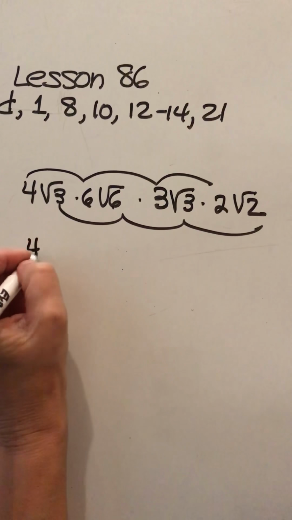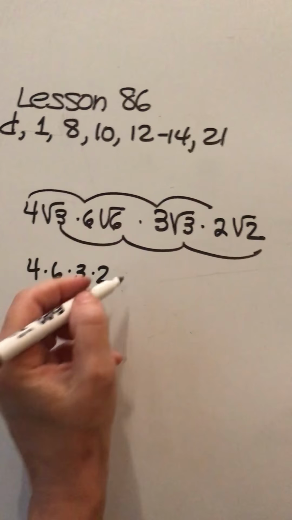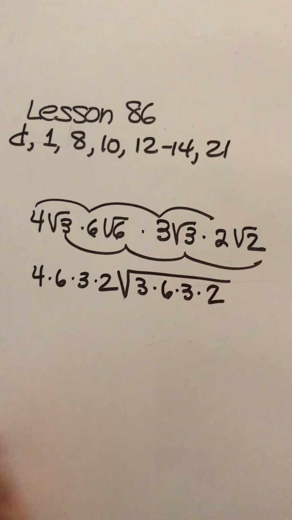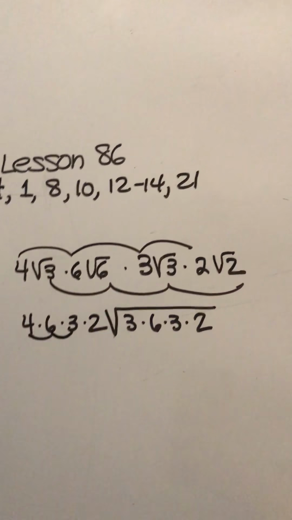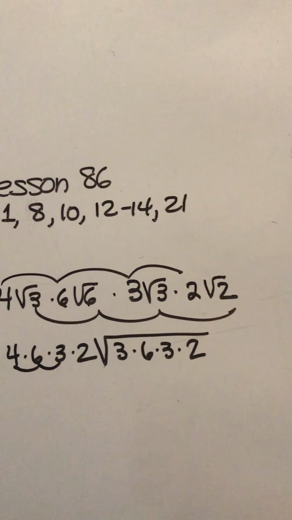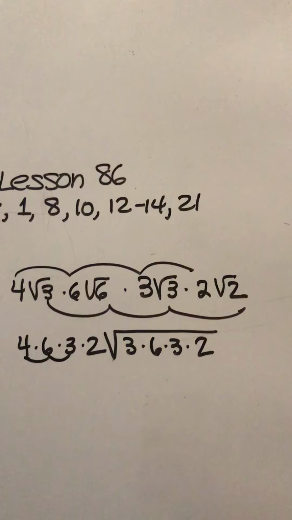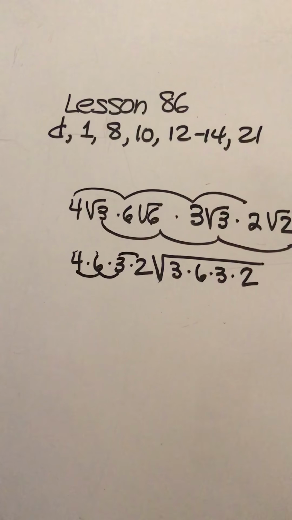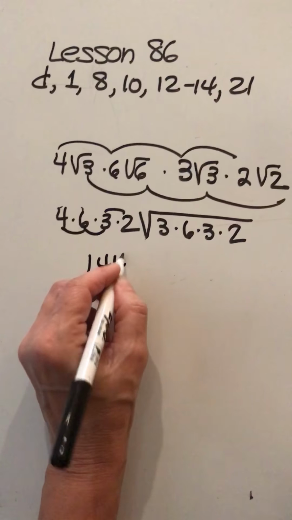So I'm just going to write this as 4 times 6 times 3 times 2, which is all my values on the outside. And under the radical, it's 3 times 6 times 3 times 2. All right, so 4 times 6 is 24, times 3 is 72. 72 times 2 is 144. Really, that's 24 times 6, or 12 times 12. So that's 144 on the outside.